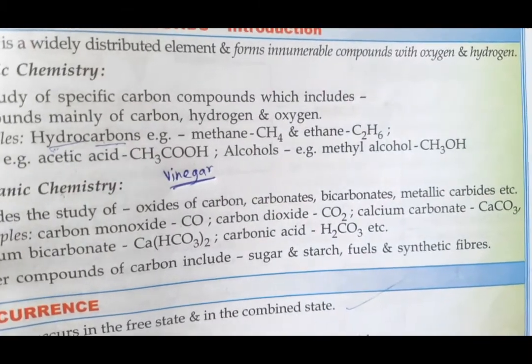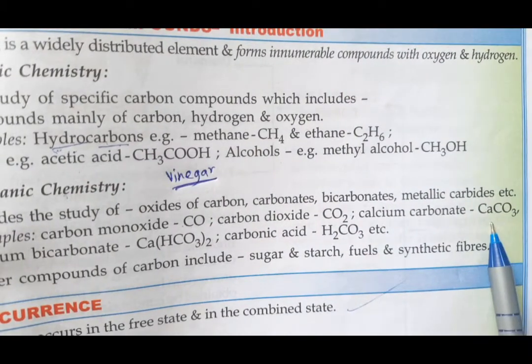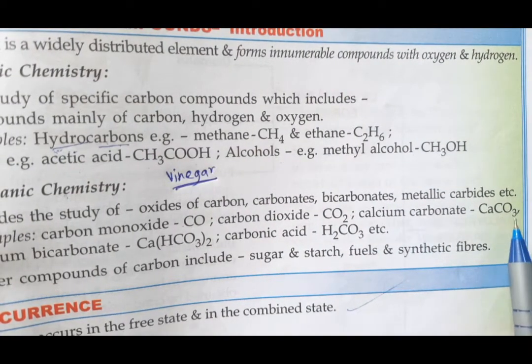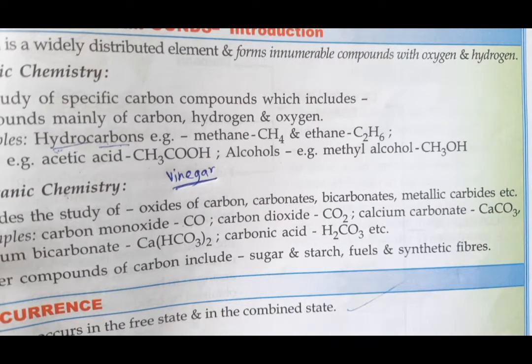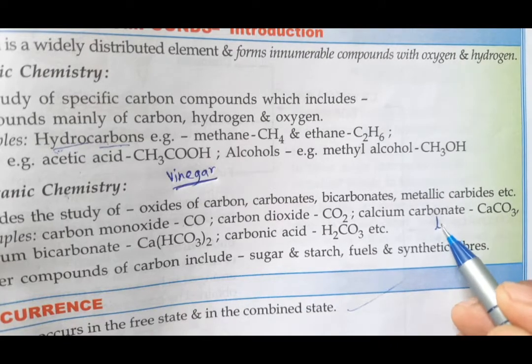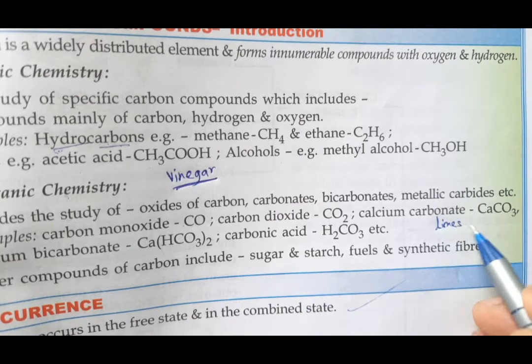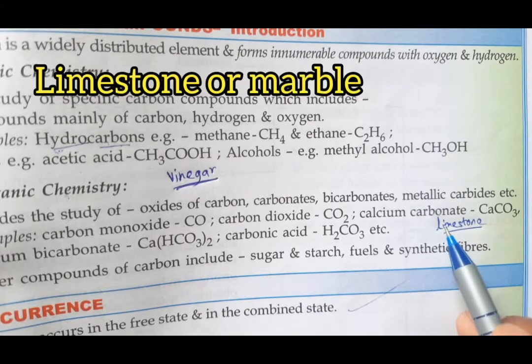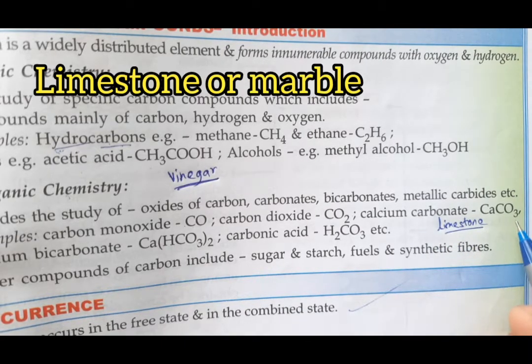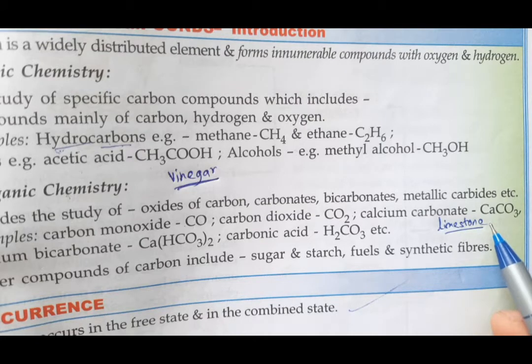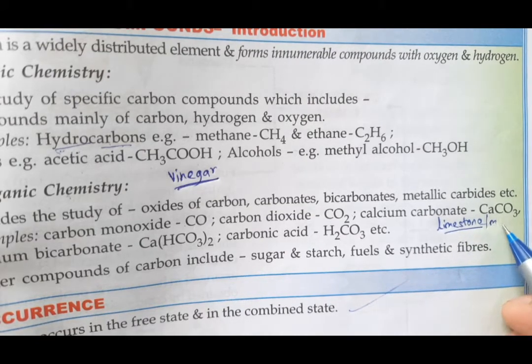The other one is calcium carbonate. It is an inorganic compound of carbon, formula CaCO3. And this calcium carbonate is also known by the name limestone. So do remember calcium carbonate is also known by the name limestone, whose formula is CaCO3. And you know that the Taj Mahal is made up of marble, right? So this is also referred to as marble.